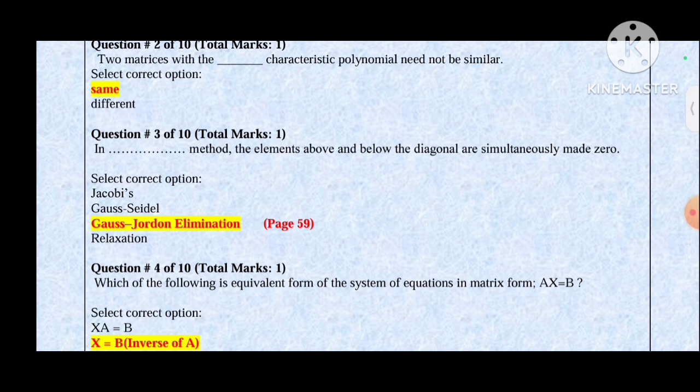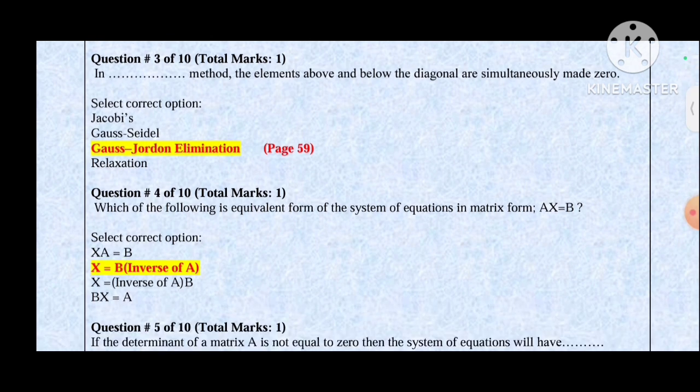In dash method, in Gauss-Jordan elimination method, the elements above and below the diagonal are simultaneously made zero. इसमें हमारे पास होता ही ज़ीरो है.